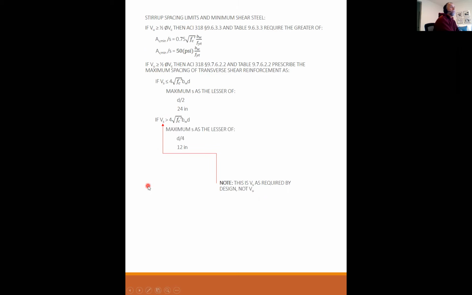So basically what the code is doing is setting this threshold. This is a stress level. If the stress is less than this threshold, then you're pretty lenient. You can have your ties as far apart as 24 inches or d over 2. If, however, you are above this stress level, it's pretty stressed. So regardless of the strength demands, you can't place your steel any further apart than d over 4 or 12 inches.